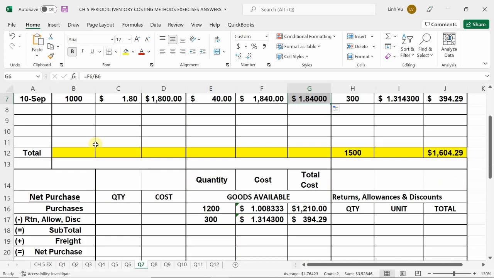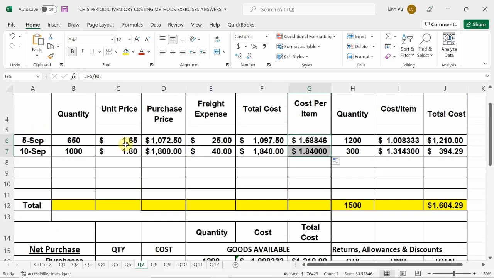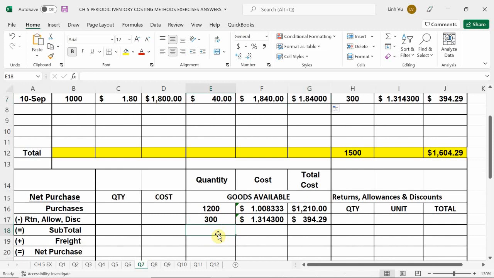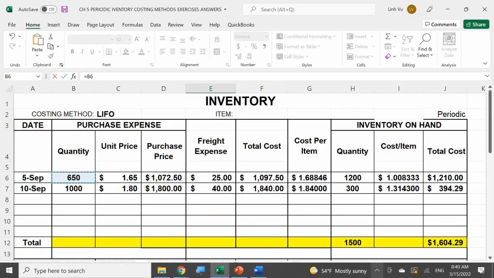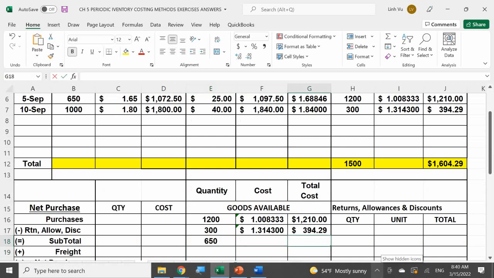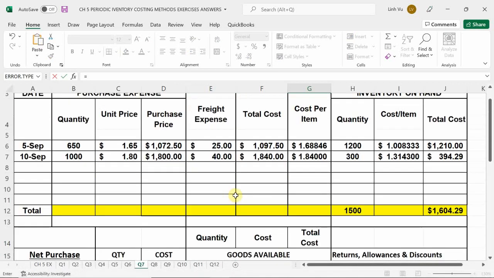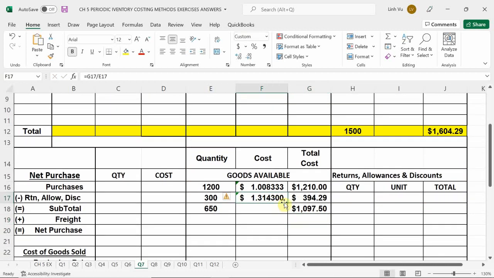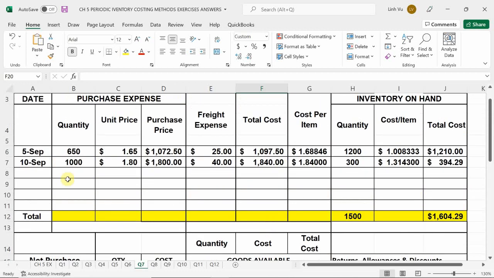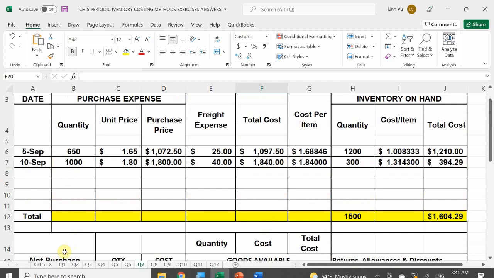Since we purchased on the 5th and then another batch on the 10th, no changes were made to the batch that we bought on the 5th. I'm going to carry those values down to our goods available. Then let's see what happened next.